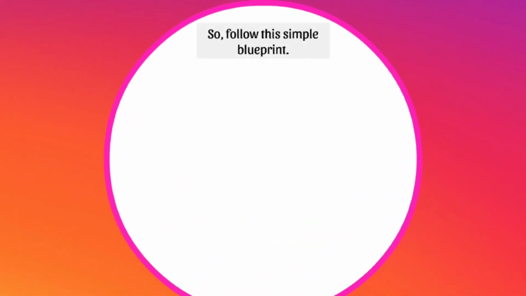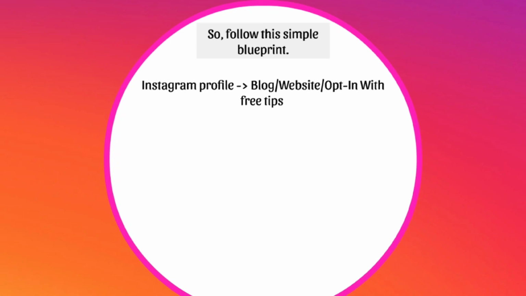So here's a basic blueprint that you can follow, but from the Instagram profile, I recommend that you direct them to either a blog, your website, or an opt-in with free tips. So you're still trying to build their trust. There's still semi-cold traffic. If you send them to a blog with more content, more free information, then that's going to gain their trust. They're more likely to want more, right? Or if your brand, you can send them directly to your website and they can buy the products.